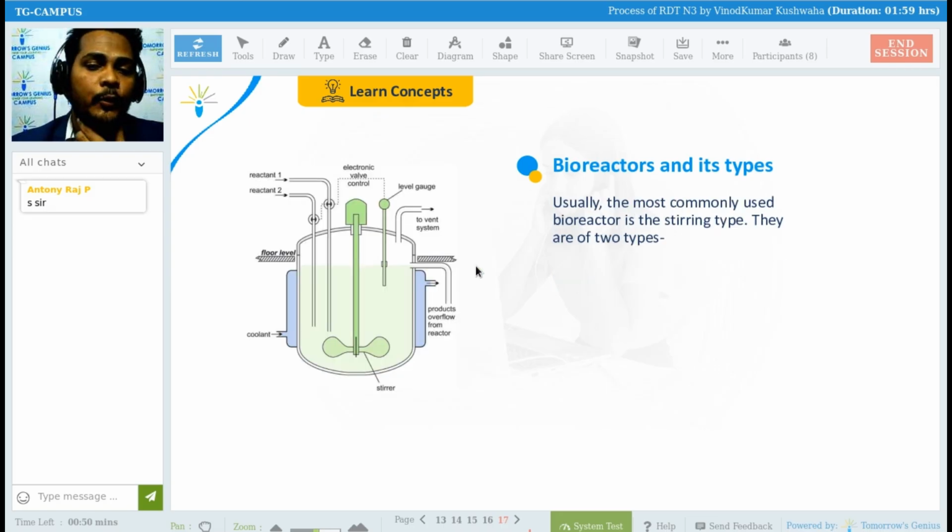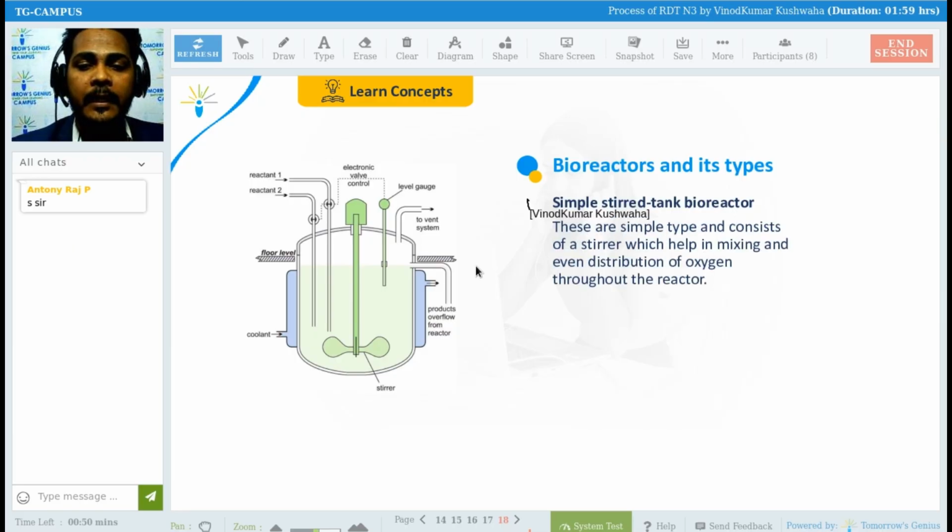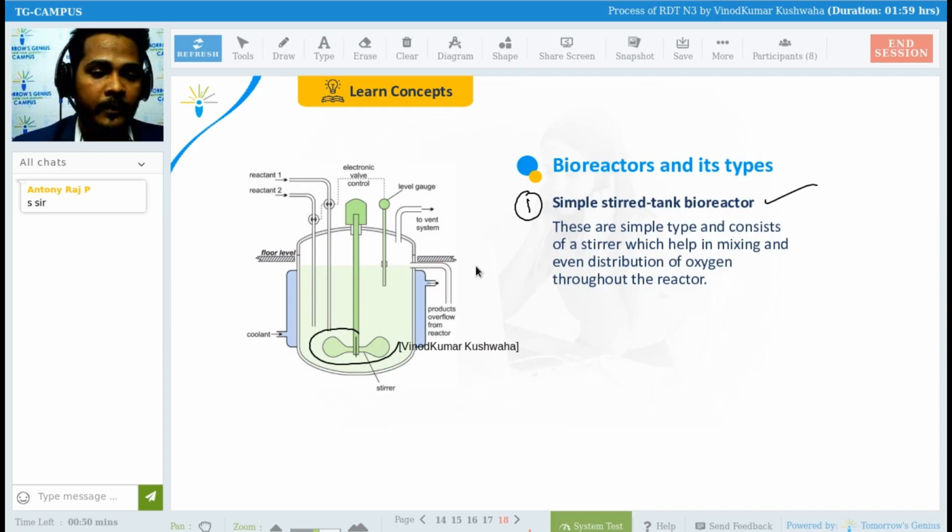Now usually the most commonly used bioreactor is the stirred type, but bioreactors are of two types. Okay, the most common is the stirred type, but it is of two types. One is called the simple stirred tank bioreactor. Here it is the simple type and consists of a stirrer which helps in the mixing and even distribution of oxygen throughout the reactor. So this is what the stirrer does.